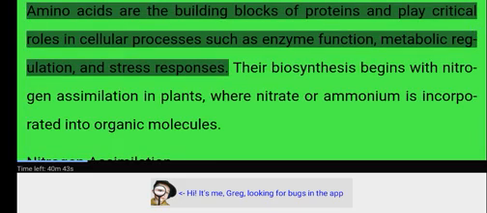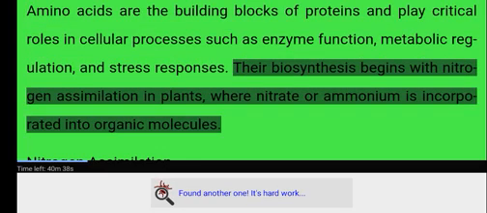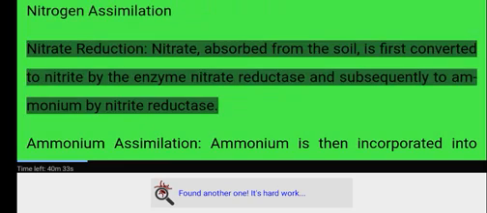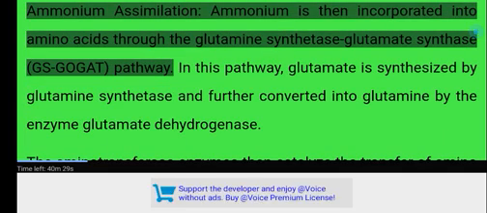Amino acids are the building blocks of proteins and play critical roles in cellular processes such as enzyme function, metabolic regulation, and stress responses. Their biosynthesis begins with nitrogen assimilation in plants, where nitrate or ammonium is incorporated into organic molecules. Nitrate reduction: nitrate, absorbed from the soil, is first converted to nitrite by the enzyme nitrate reductase and subsequently to ammonium by nitrite reductase. Ammonium assimilation: ammonium is then incorporated into amino acids through the glutamine synthetase-GOGAT (GS-GOGAT) pathway.